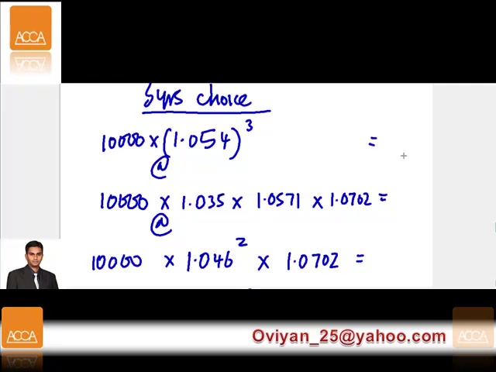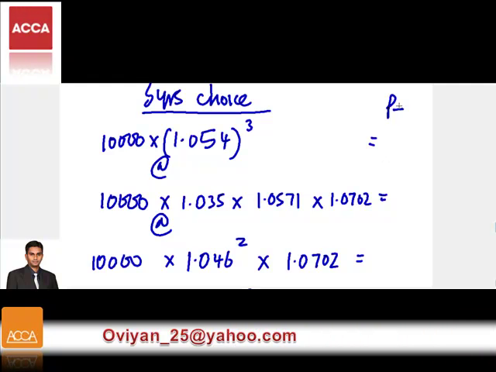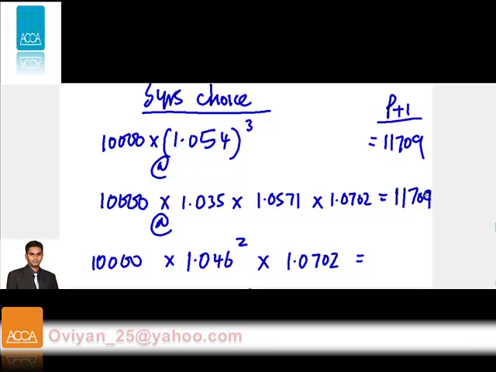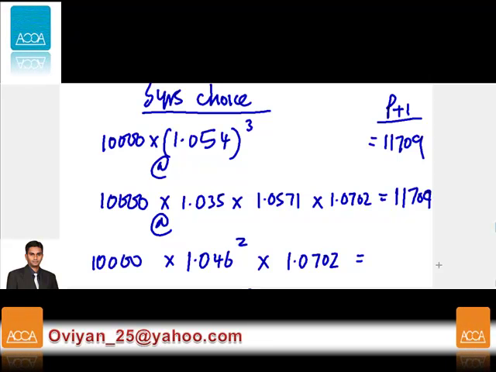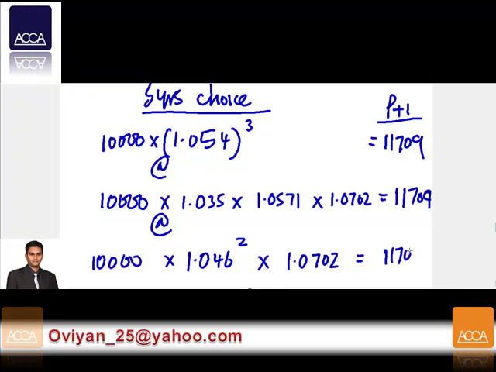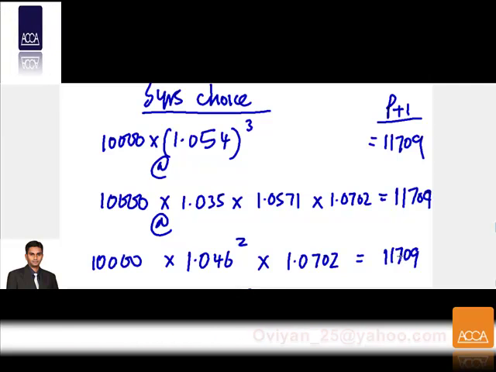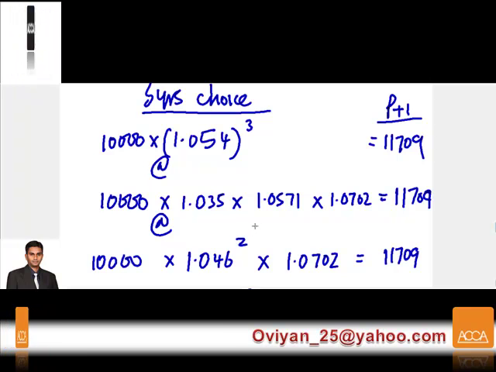Okay? So with principal plus interest, you're going to get 11709. Here also will be 11709. Here also will be 11709, around that. So this is how we determine annual forward interest rates.